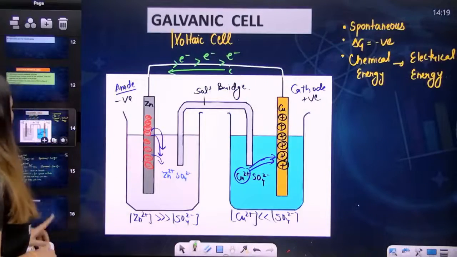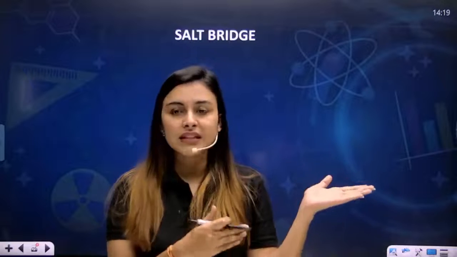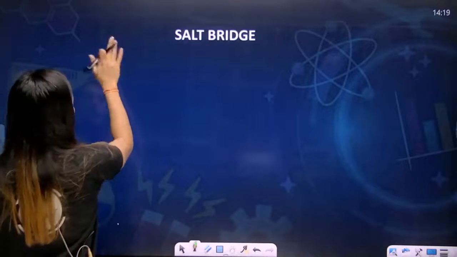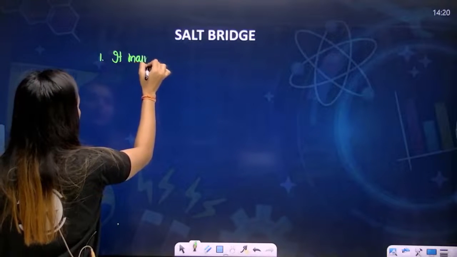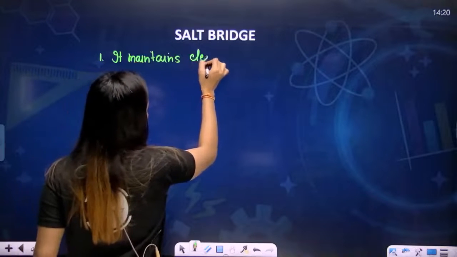Yes, now let's talk about the functions of salt bridge. So first and the most important thing is it maintains the electroneutrality. We've seen that it maintains the electroneutrality. So first function is it maintains electroneutrality.